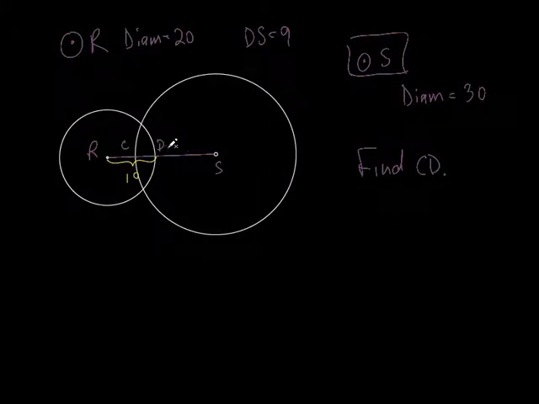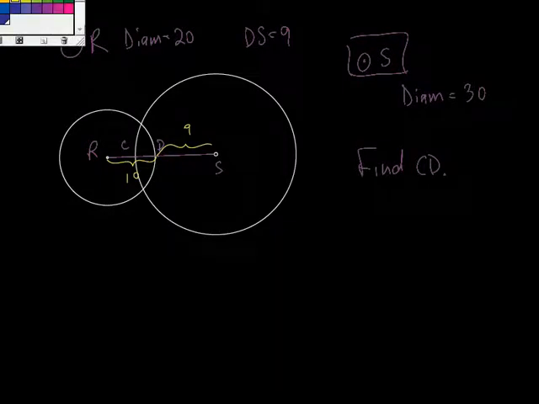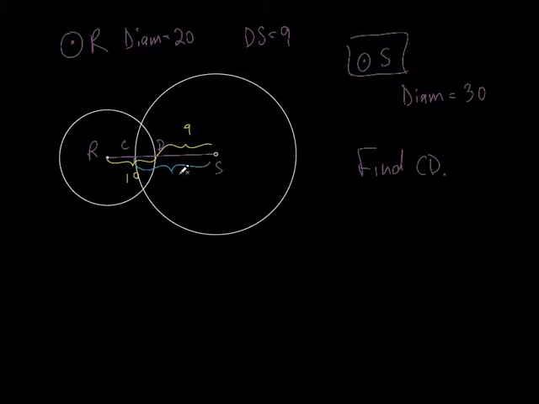Actually, let's do this. From there to there is 9. And what else? The diameter of circle S, the big circle, is 30. So what's the radius of circle S then? 15. So that means from here to here is 15. Did I confuse you enough on that? Alright. What are we trying to find? CD, that little bit. This little tiny bit right here. That's what we're trying to find.